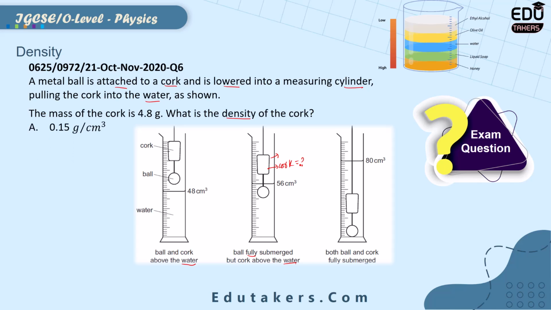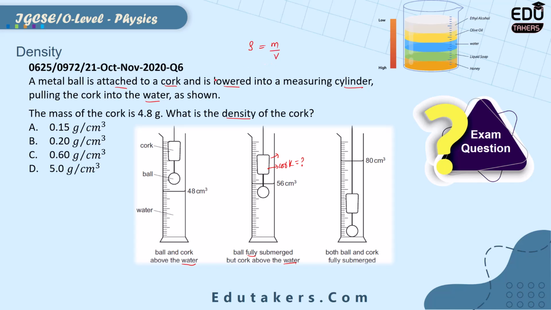Option A, 0.15 gram per cubic centimeter. B, 0.20 gram per cubic centimeter. C, 0.60 gram per cubic centimeter. D, 5.0 gram per cubic centimeter. So how can you find out the density of the cork? You have to use the same formula. Density is equal to mass per unit volume.